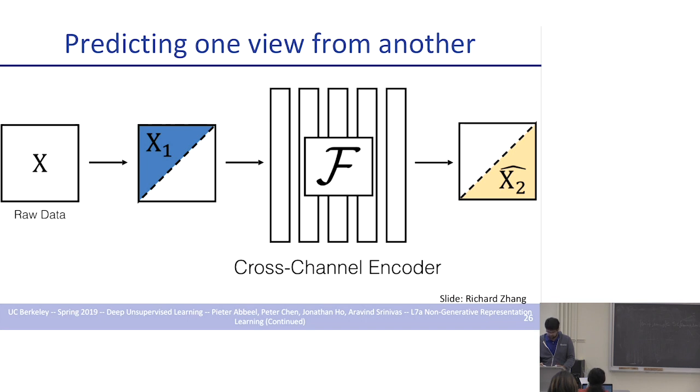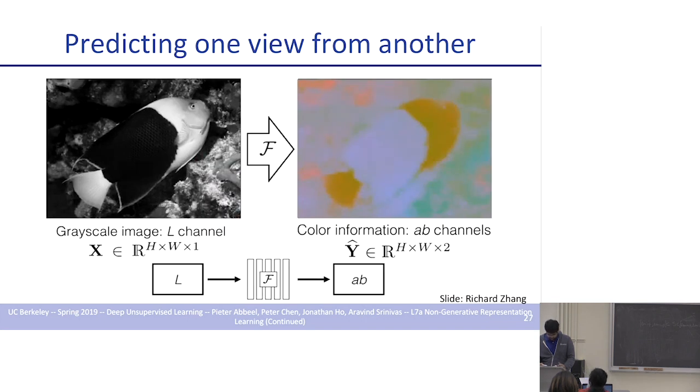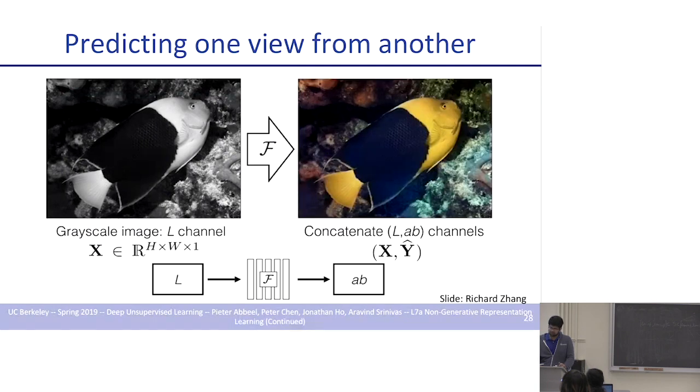For instance, take an image. There's another color parameterization for images. Apart from RGB, you can also have the LAB color parameterization. So it's again a three-channel image. This is actually a fish, and the grayscale would contain the structure of the fish. The AB channels would contain the color, and when you add it, it'll look like an actual image that you see in general.